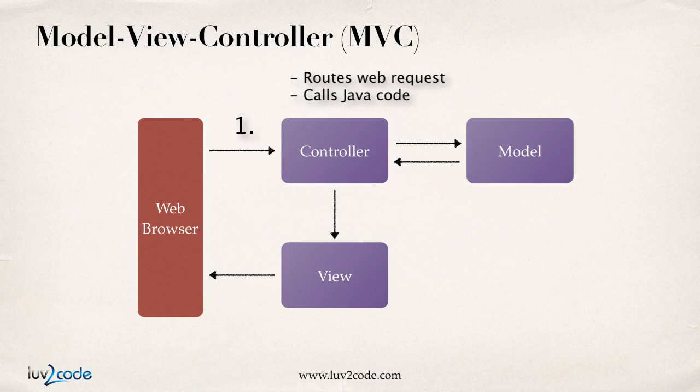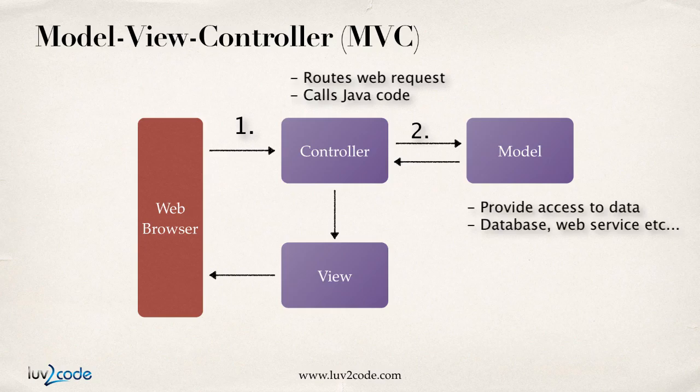Now, this controller may also access the model. The model basically provides access to any backend data that you may have. The model may make a call to a backend database like MySQL or Oracle, or it may even make calls out to a web service or whatever. The model basically handles retrieving or updating data for you from your backend service.